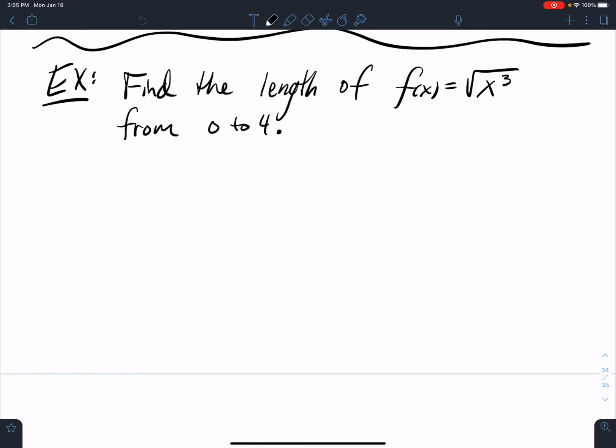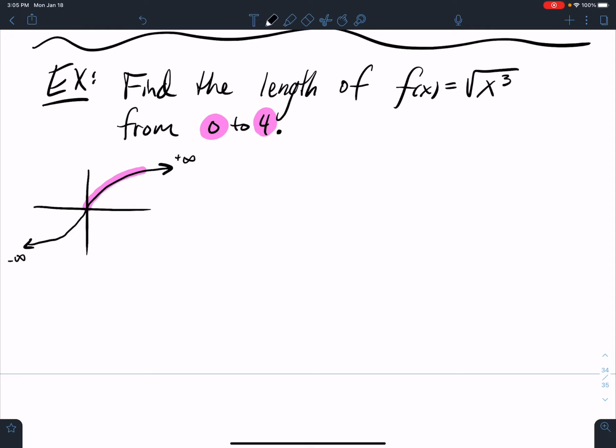So here we're going to find the length of the curve, the cube root of x from 0 to 4. So cube root of x looks something like this, going from negative infinity up to positive infinity. We want to figure out from 0 to 4, the length of that curve there.